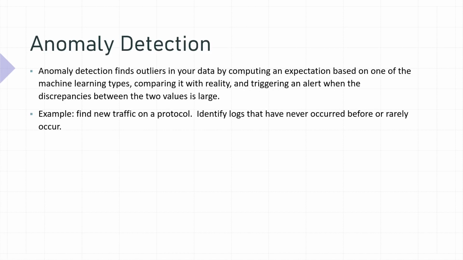And the last one, anomaly detection. This is finding outliers in your data. You're going to try to compute an expectation based off different learning types, compare it with reality, and trigger an alert when the discrepancies are too great. So, for example, very simple: find new traffic on a protocol. You look at this protocol, you see how it's been behaving, you see that there are IP tuples, IPX talks to IPY. All of a sudden, there's a new communication. That's an anomaly. You look through your logs and you look for things that rarely occur.